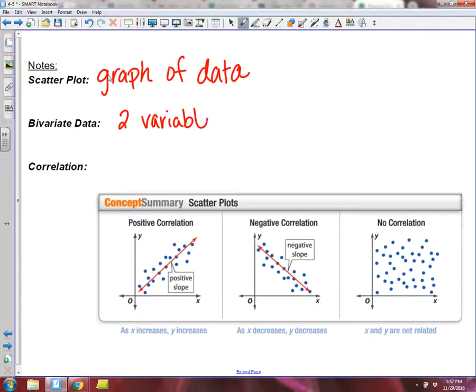Now, folks, this should make complete sense to you because if I have a graph, you have to have an x and a y, don't you? Which is two variables, isn't it? So it should make sense that I'm calling this bivariate data.